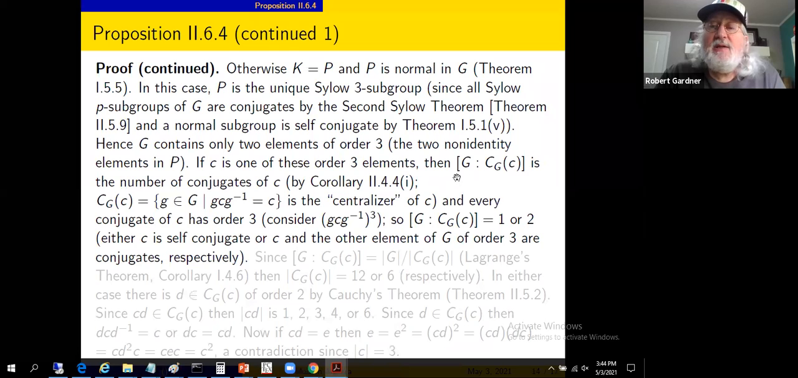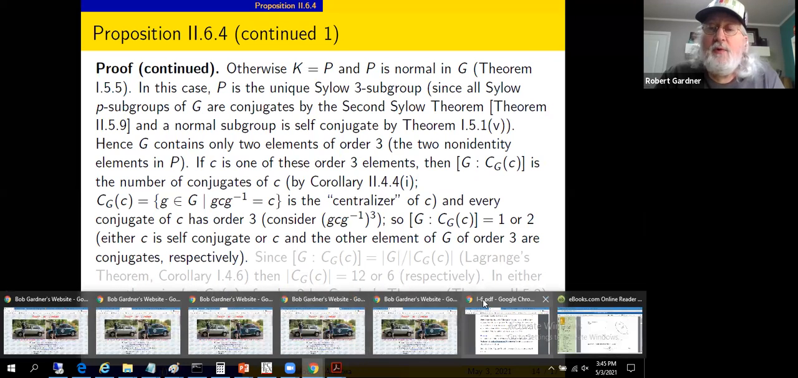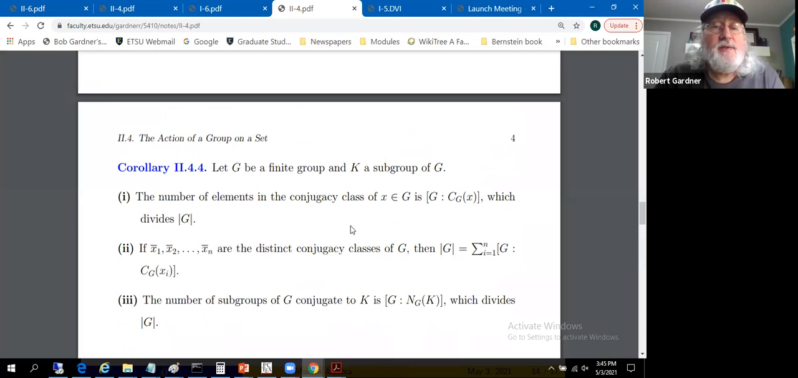Then the index of the centralizer of C in G is the number of conjugates of C. Let's go back and look at that. We've actually used this quite a lot in counting things. But let's go back and look at corollary 2.4.4. So the claim here is the number of conjugates of C is this index involving this centralizer. For the record, again, there's the definition of the centralizer of C. Number of conjugates is this index, corollary 2.4.4. Try to lay all these out and have them ready to go.